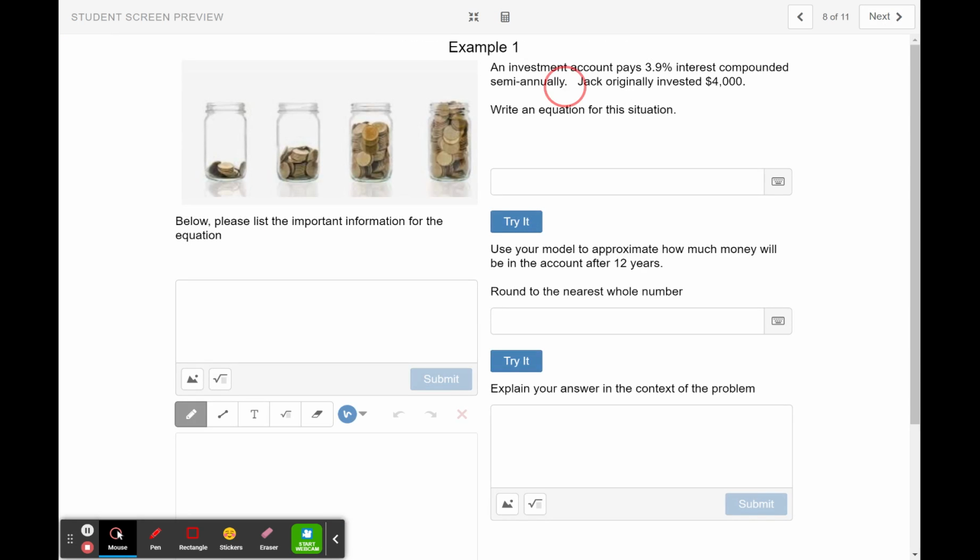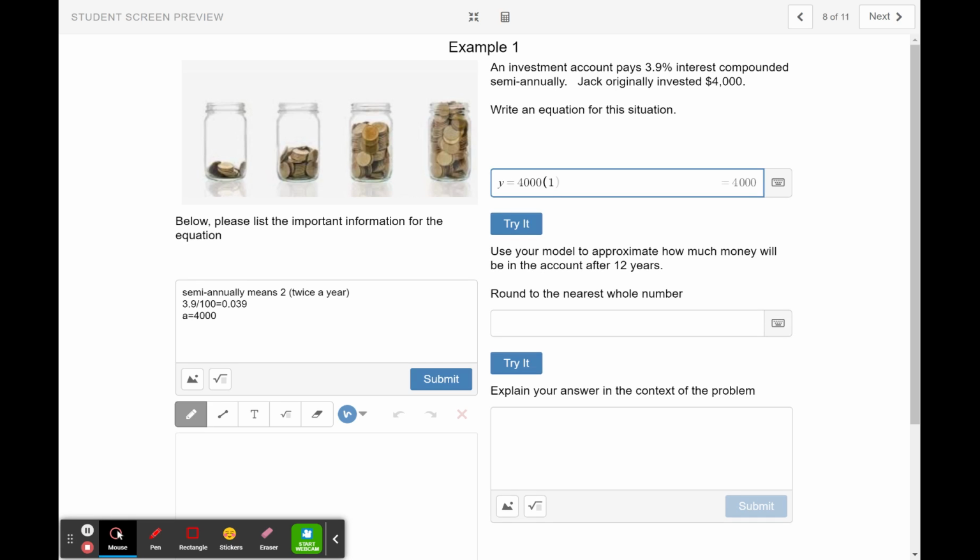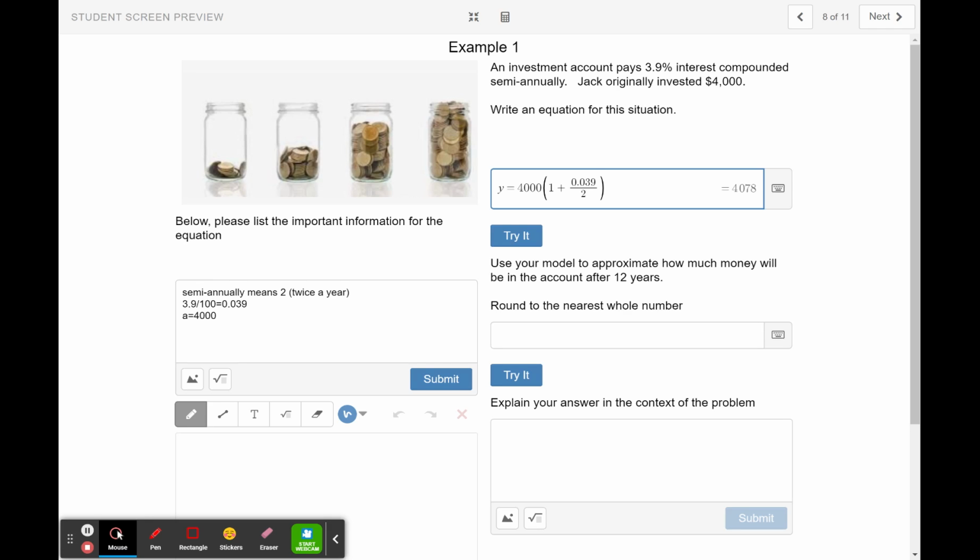Now this is where we have to be careful. It says compounded semi-annually. So semi-annually means 2. It happens twice a year. So the interest is 3.9 divided by 100, which is going to get you 0.039. And then he invested the $4,000. So we have the y equals 4,000, and then 1 plus our rate divided by 2, because it happens twice. It's compounded semi-annually. Semi means twice a year. And then we want to multiply 2 times the time as well.